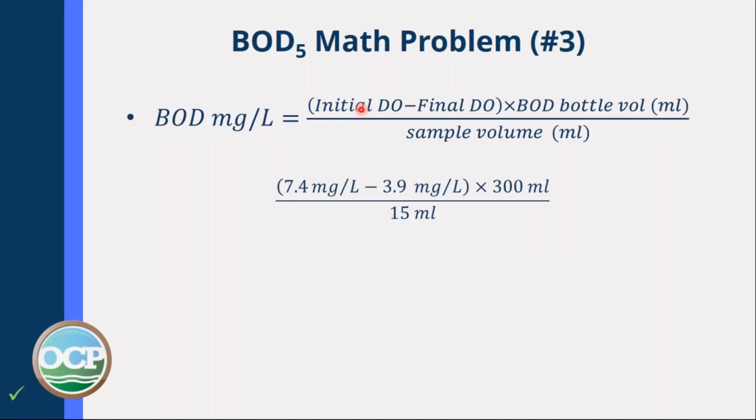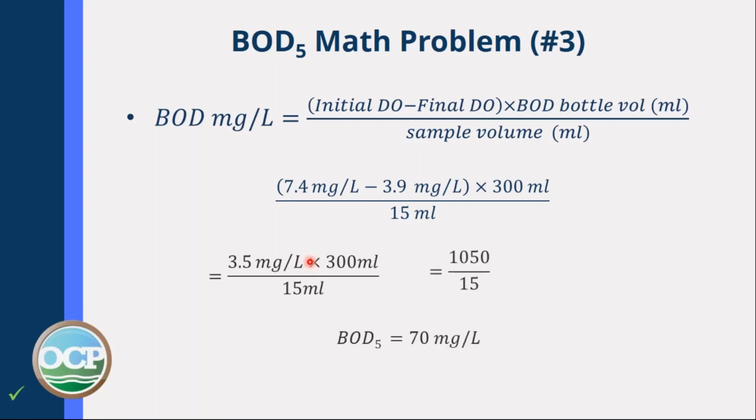If you want to calculate this before I carry on, then just pause and work it out, but I'm just going to carry on for this one, and you're going to have another example to do by yourself later. So you end up with 3.5 times 300 mils divided by 15 mils, which gives you a BOD of about 70 milligrams per liter.